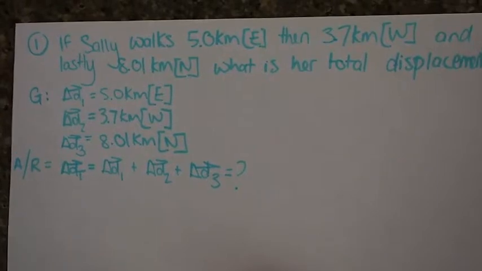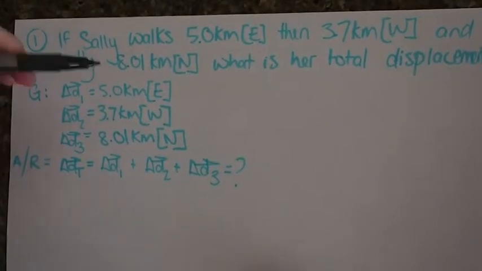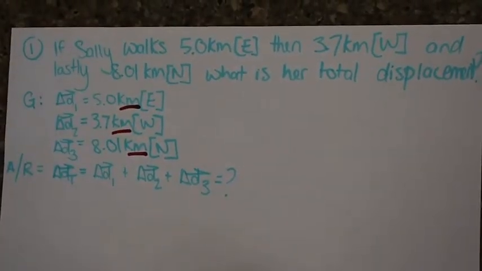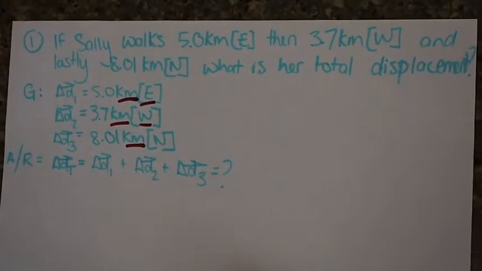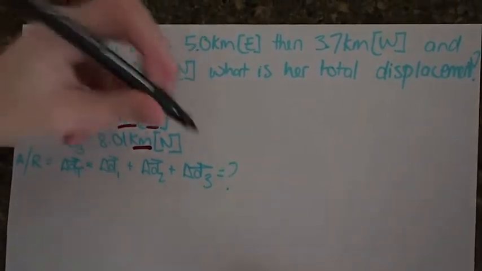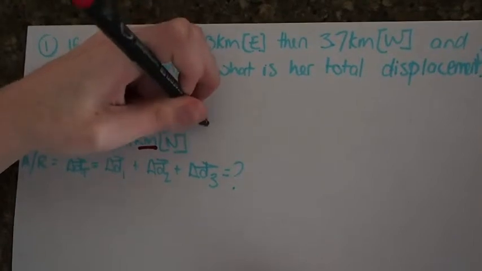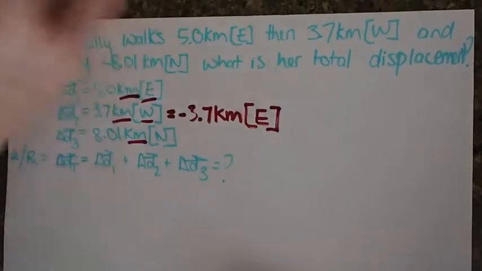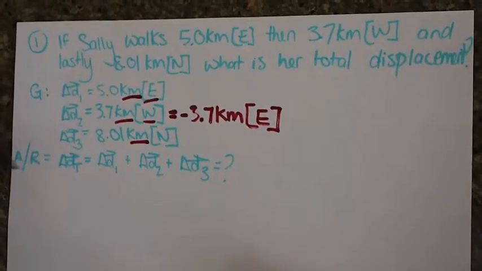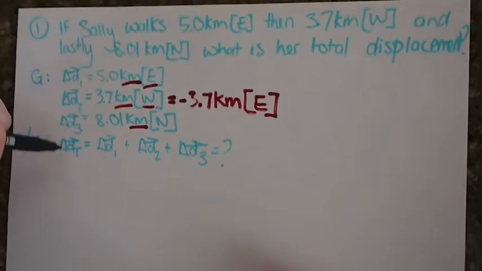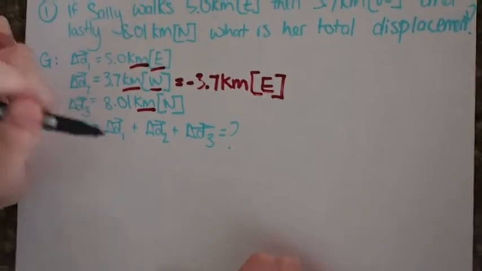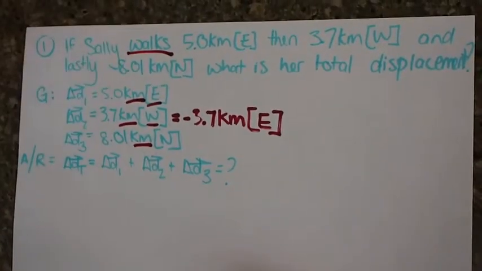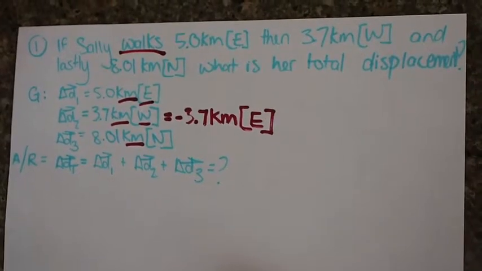For our first sample problem, I wrote out the givens. We first make sure to see that the kilometers match up. However, the directions do not match up. But we do know from experience that we can change this west to east by making the value negative. We then decided on the formula, and we went with delta D total equals delta D1 plus delta D2 plus delta D3 because of the word walks. Now we can substitute in our values.